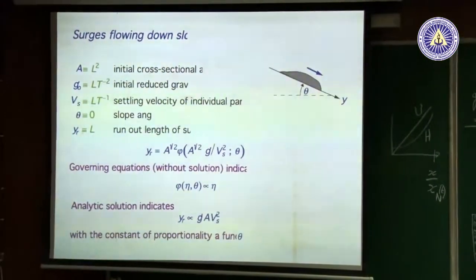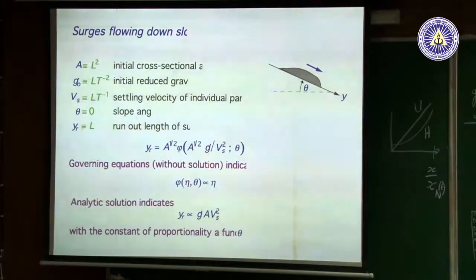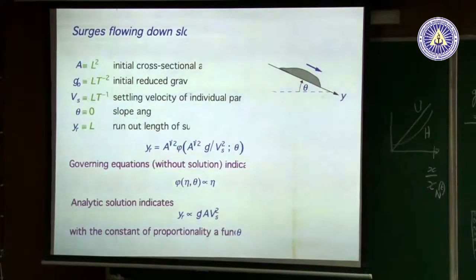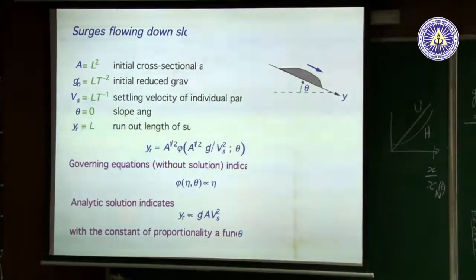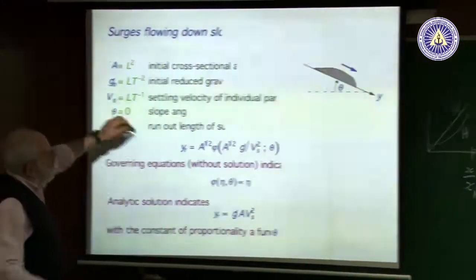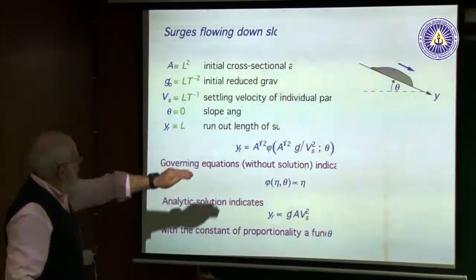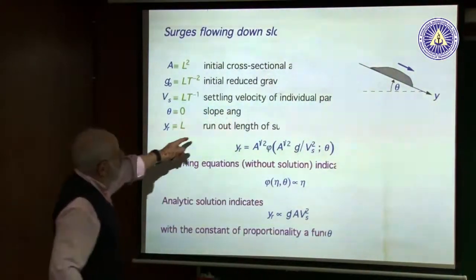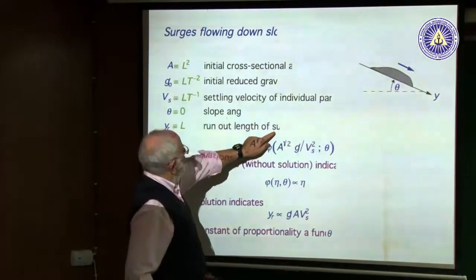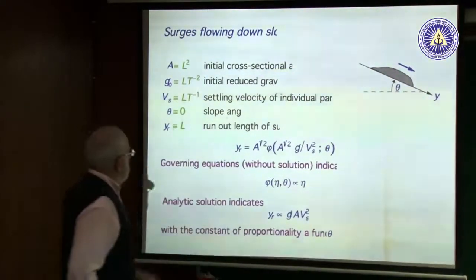Now I'm going to say a few things without proving them, but hoping that they're useful. We're talking about surges flowing down a slope, and what's going to be important is the Stokes fall velocity of each particle, what the angle is, and we want to know what the run-out length is. What is this? I don't know what's gone here. Something's missing here.